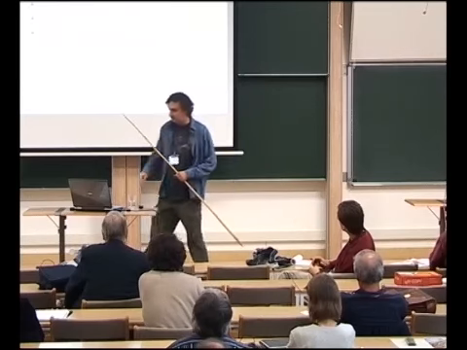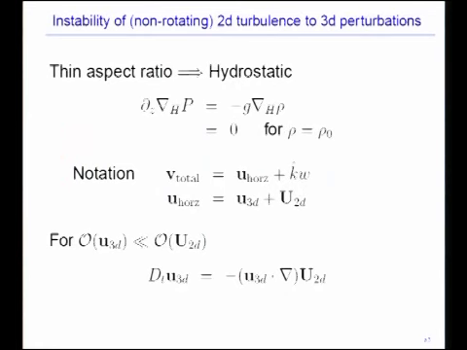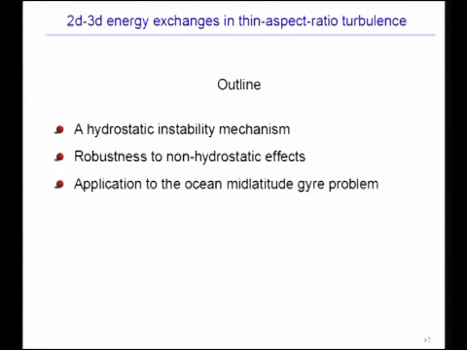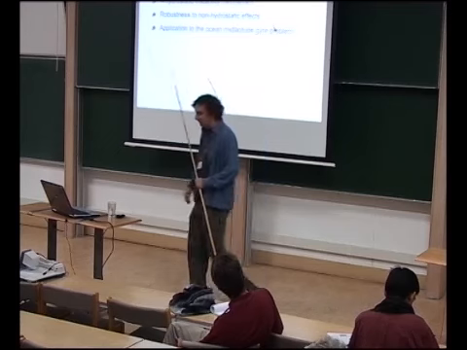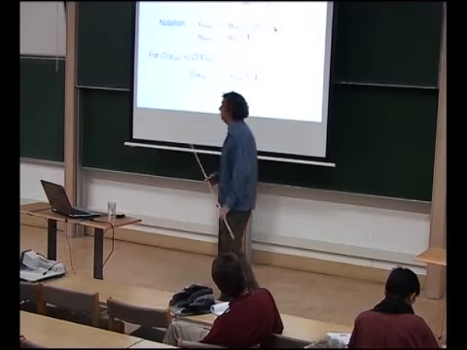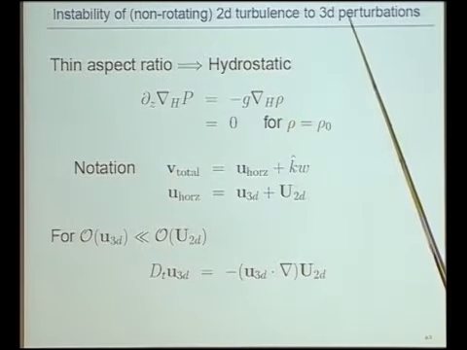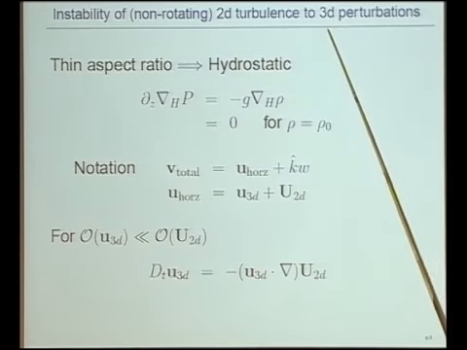fluids. And at the end of the day, I'm going to claim that geostrophic to near-inertial energy transfers might play a significant role in the energetics of ocean circulation, if you will, although I won't really get quite that far. Okay, so here's an outline. I'm going to start out by just reviewing a hydrostatic instability mechanism. A lot of the work with Keith and Peter was focused on testing the robustness of this mechanism to non-hydrostatic effects. And then the application that I'm going to show is to mid-latitude gyres.